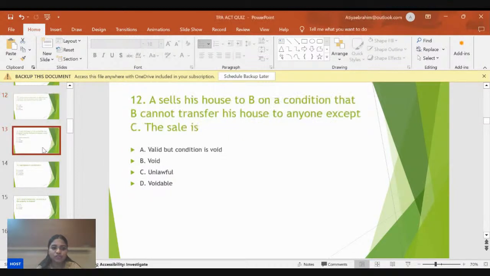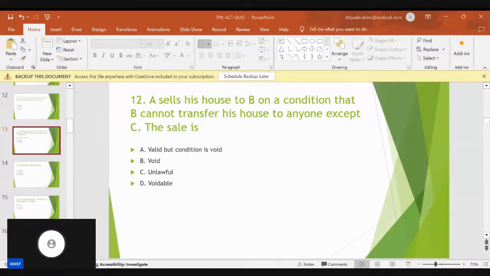Now I will move on to question number 12. See the question. A sells his house to B on a condition that B cannot transfer his house to anyone except C. The sale is valid but condition is void, the sale is void, the sale is unlawful, or the sale is voidable. So if there is a condition under which the house is being sold, what will be the correct answer?